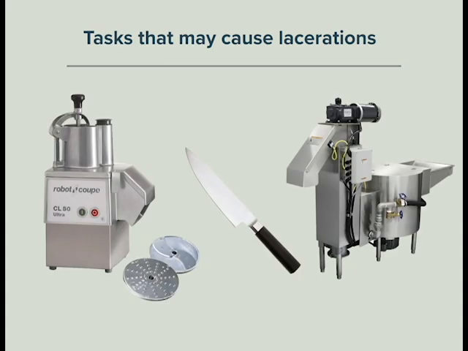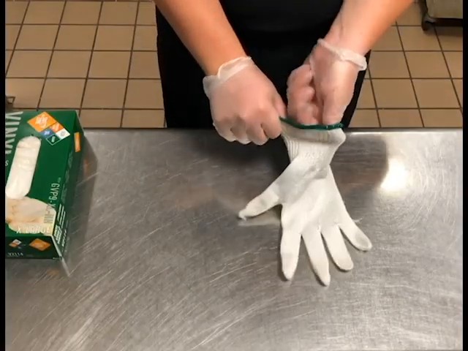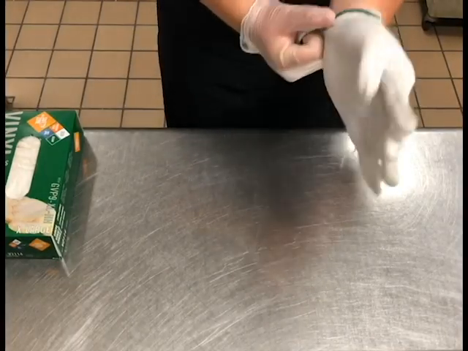One type of PPE is for working with sharp objects. Tasks that may cause lacerations are cleaning a food processor, knives, or a pulper. For protection, a cut-resistant glove should be worn with a food-safe glove over it.